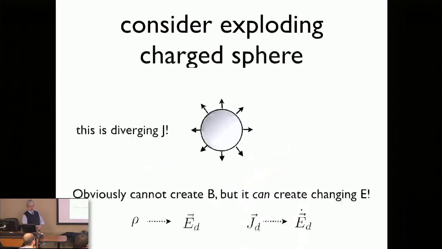So in this case, we don't have a curling J. J purely diverges, but you can see why the electric field would be changing, because you're moving the charge around, and the charge distribution is what generates the electric field. So the electric field is going to be changing in time.